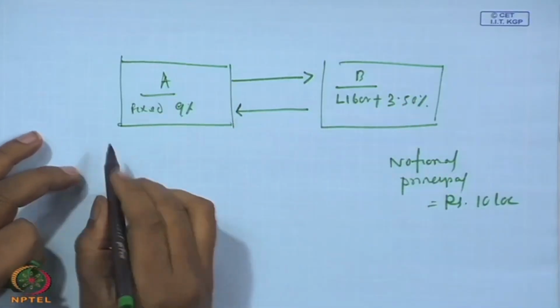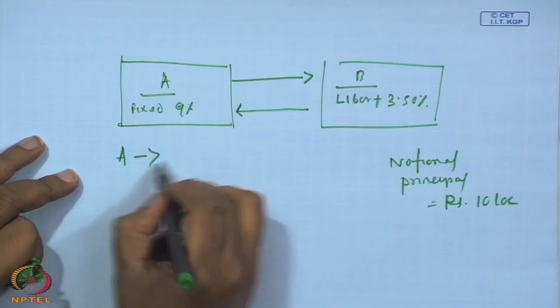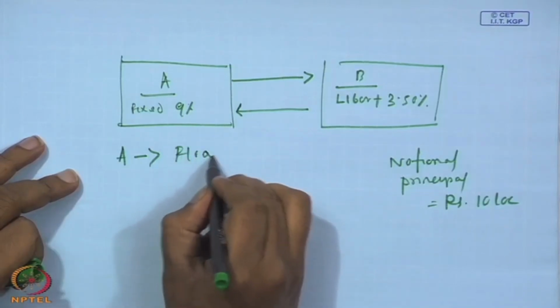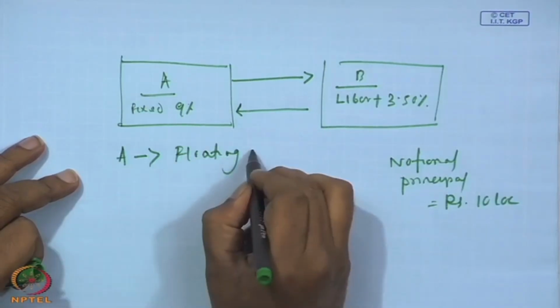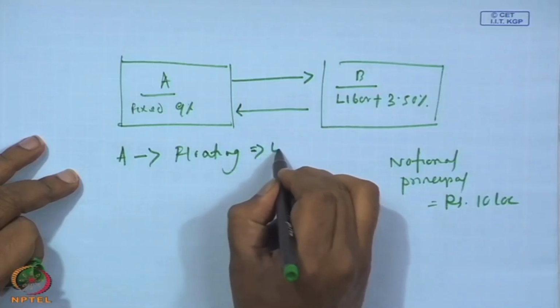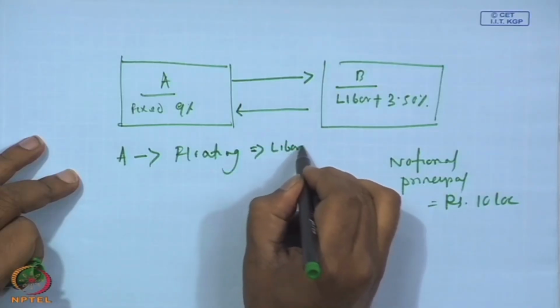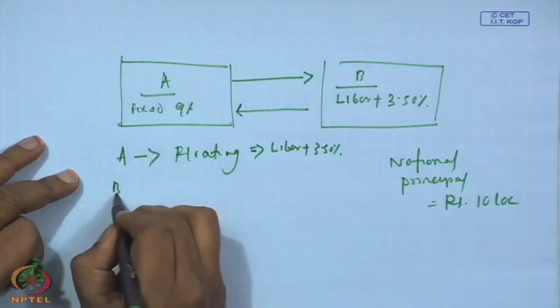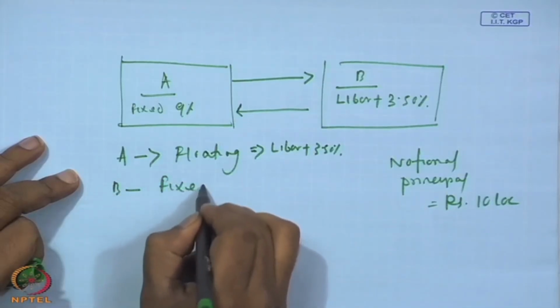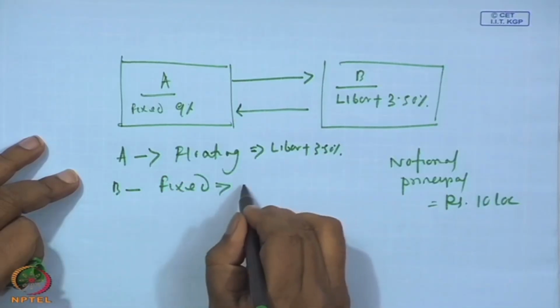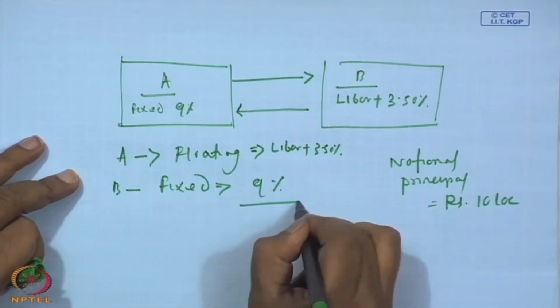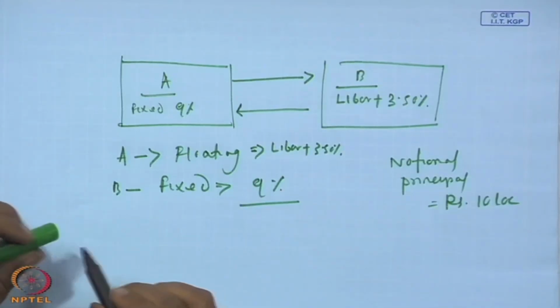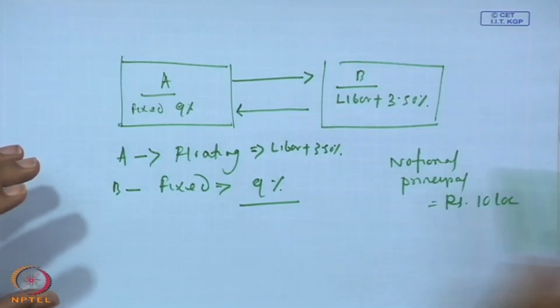Now company A is paying LIBOR plus 3.5, and company B is paying 9%. So company A has become floating, with the conversion to floating being LIBOR plus 3.5, and company B is now fixed, the fixed amount being 9%. The stream of interest will now flow. What is the stream of interest rate?